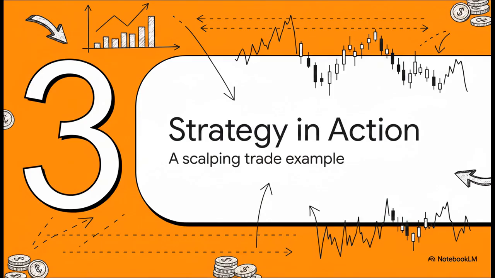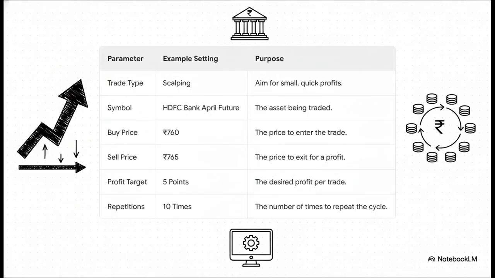Okay, all that theory is great, but let's make it real. We're going to walk through a simple but really powerful strategy that's shown in the source material: scalping. And this is all about making small, quick profits over and over again throughout the day. And check this out. This example just makes it so clear. In this case, the user sets up a scalping trade for HDFC Bank futures. They basically tell the software, hey, buy for me at 760 and then sell for me at 765. That locks in a 5-point profit. But here's the best part. They set it to repeat this whole cycle 10 times. So now the software just sits there all day, automatically executing that trade whenever the price hits those exact triggers. Set it and forget it.